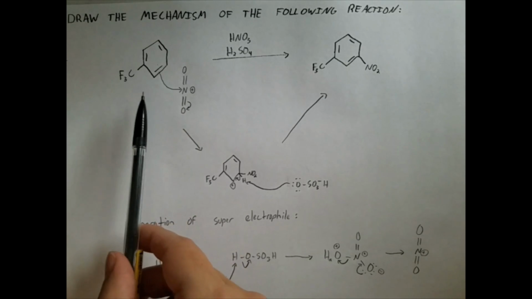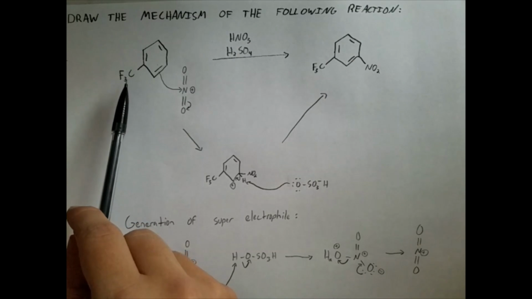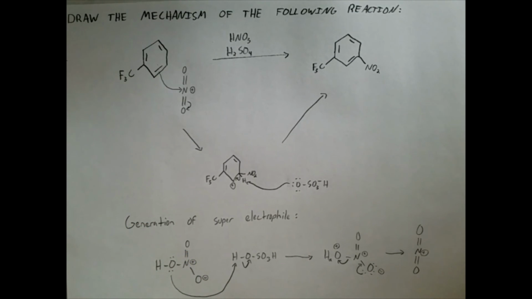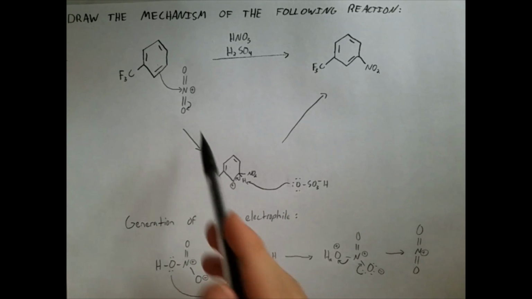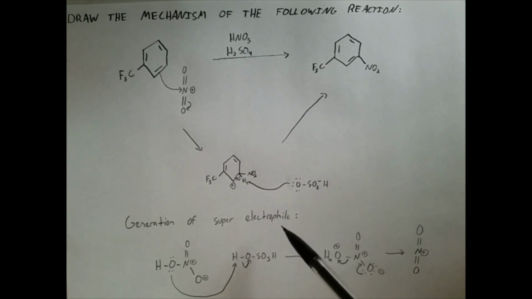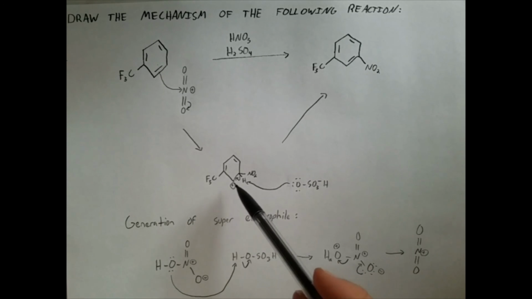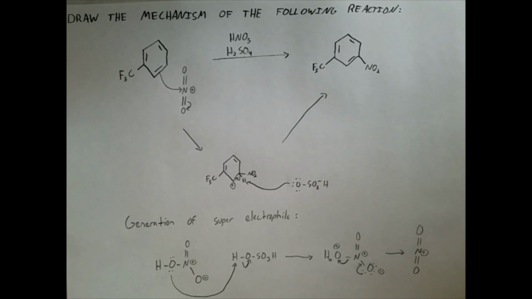And then we took this nitronium ion and we added it to the benzene ring. And since this benzene ring had a CF3 group, which we know is strongly deactivating, it was going to undergo a meta addition, since this CF3 group is a meta director. And so once we added the nitronium ion, we took the sulfuric acid anion that we created in our generation of the superelectrophile, and we took the hydrogen from the benzene ring and we recreated the double bond in order to recreate its aromaticity.